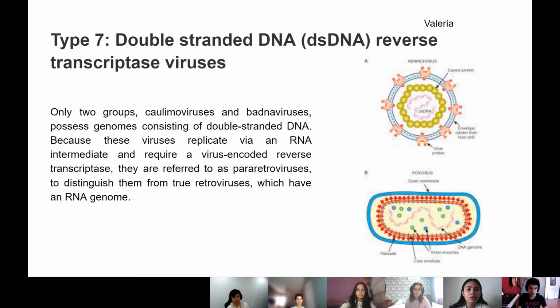Type 7: double-stranded DNA reverse transcriptase viruses. Only two groups, caulimoviruses and badnaviruses, possess genomes consisting of double-stranded DNA, because these viruses replicate via an RNA intermediate and require a virus-encoded reverse transcriptase. They are referred to as pararetroviruses to distinguish them from the retroviruses, which have an RNA genome.